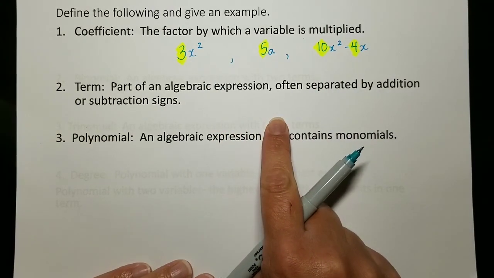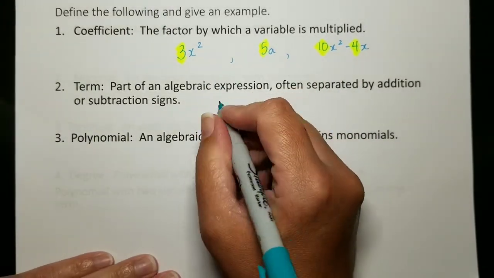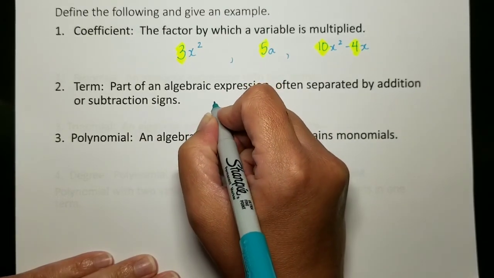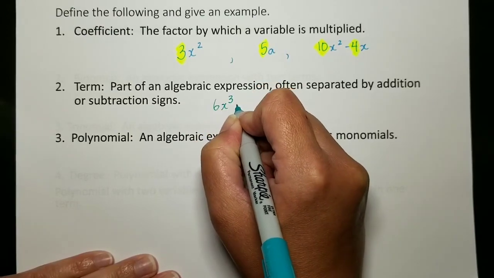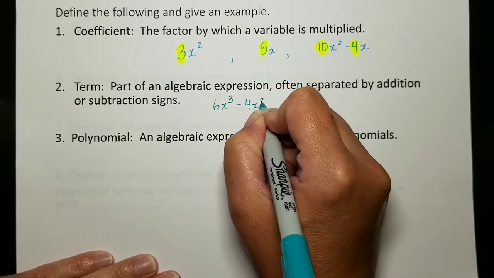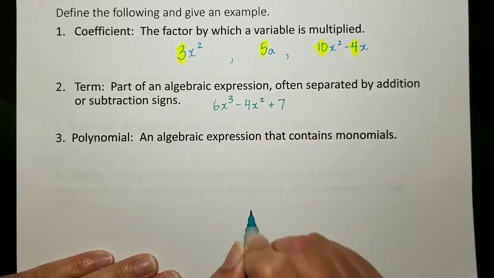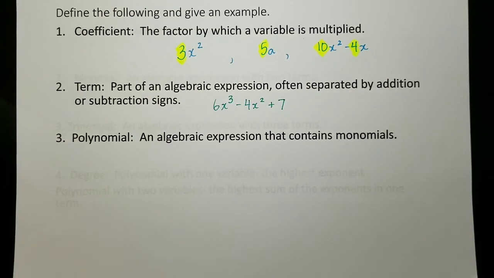So I'm going to do an example here. We might have an algebraic expression that was 6x cubed minus 4x squared plus 7. This algebraic expression has three terms.